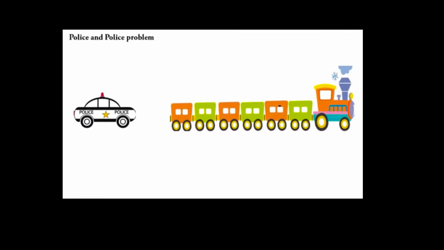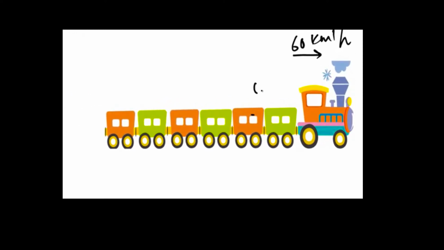This says the police and police problem. You have heard of the police and thief problem. What is this police and police problem? Let's say this train is moving at a speed of 60 km per hour. Now let's say there's a man, we'll call him Iqbal. This man is not a thief. He's a police.